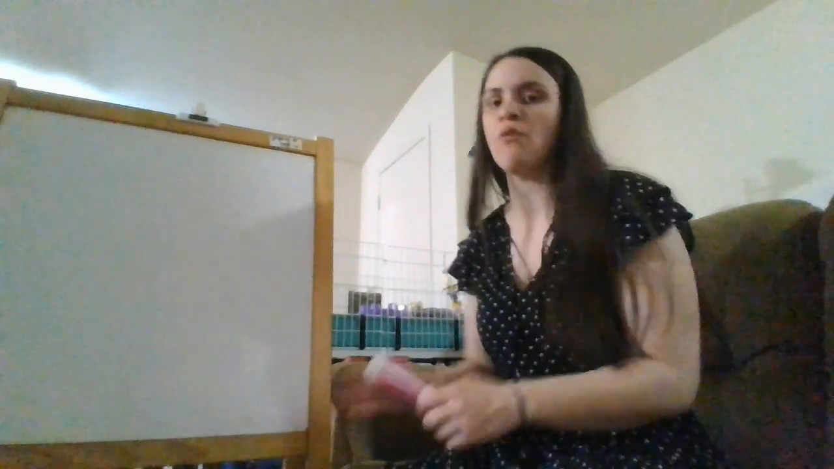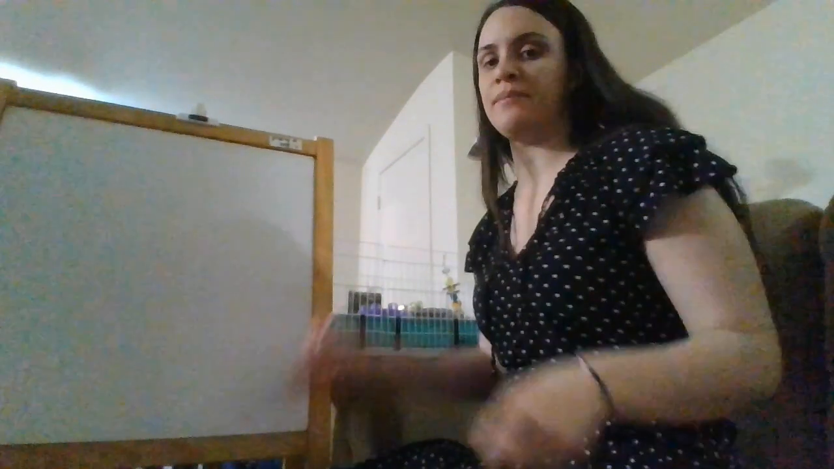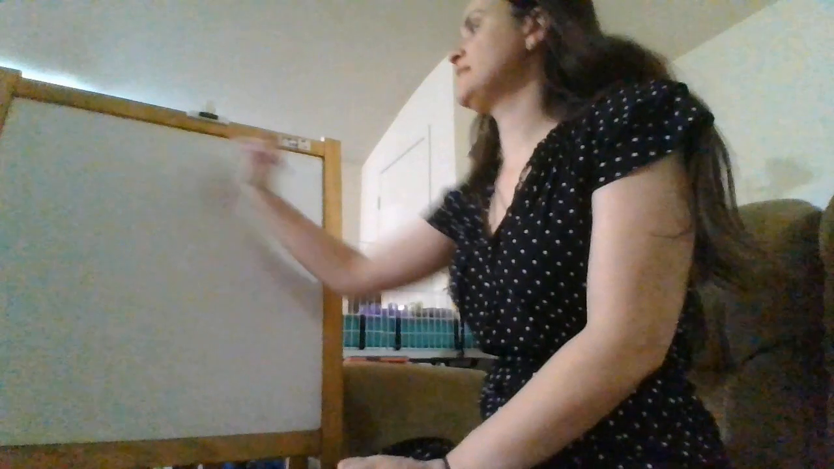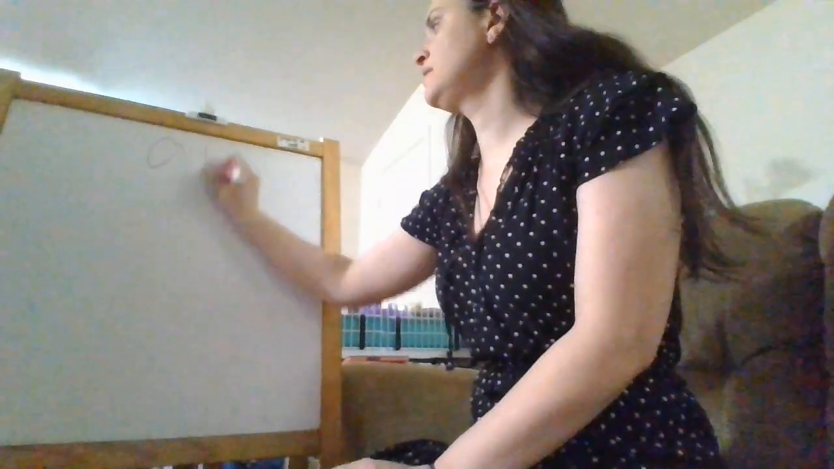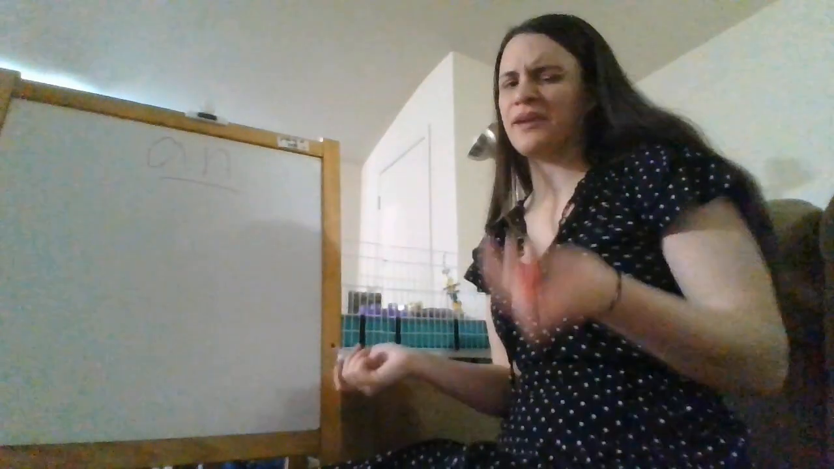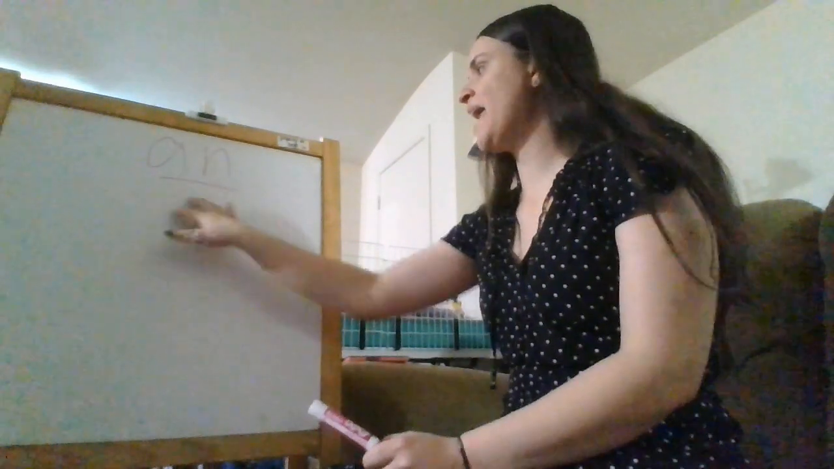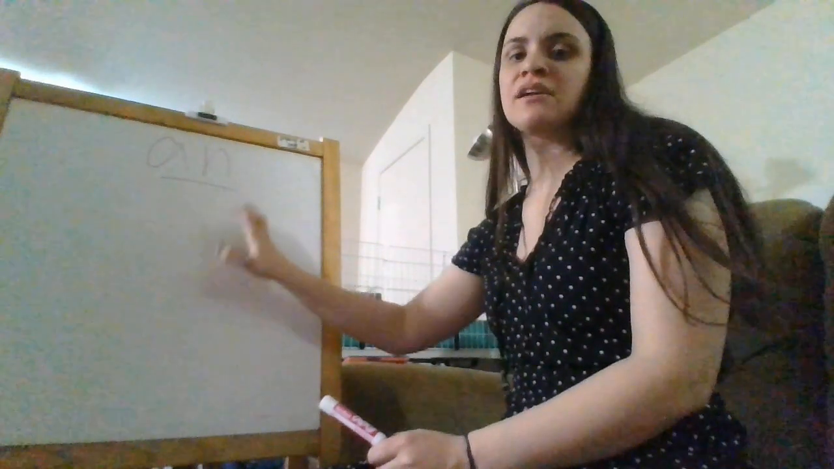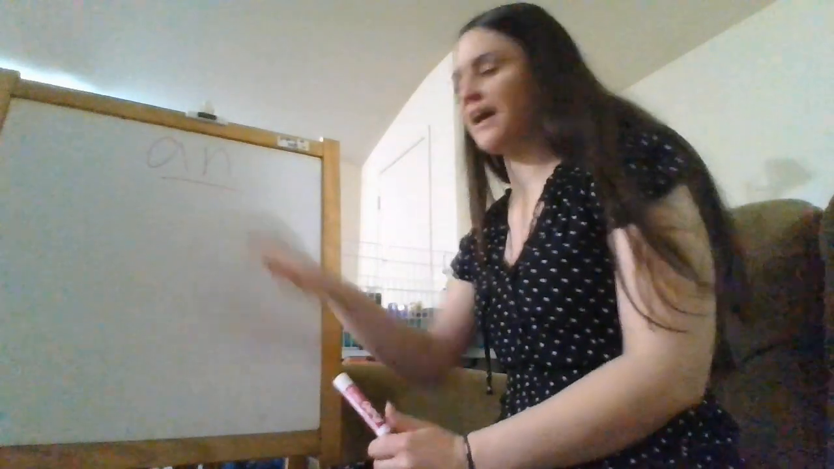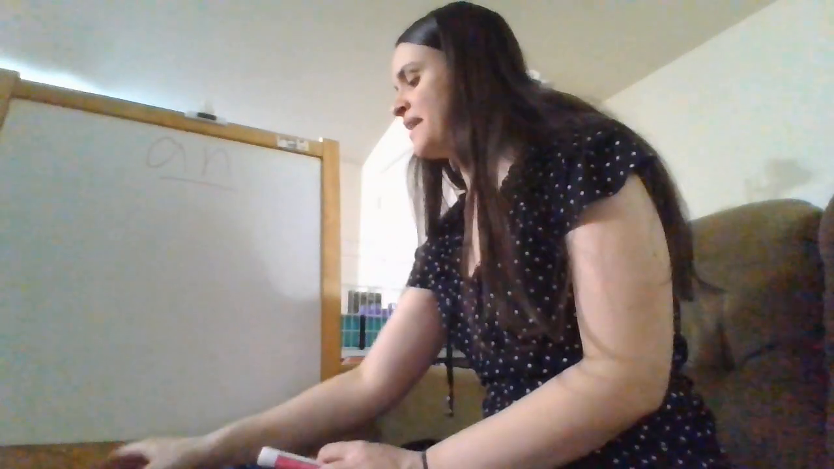Okay, so now let's go over our word family. Our word family this week is the an word family. Okay, so an says an. Can we say an? Ready? An. Now we're going to add some letters in front of it.